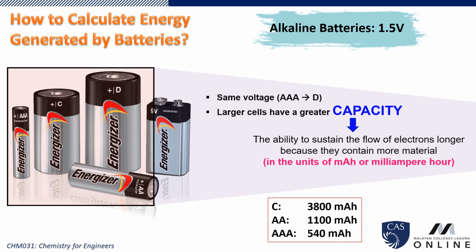Now, the capacity is measured in milliampere hours or mAh. This tells us how much charge a battery can deliver over time. A higher capacity means that the battery can sustain electron flow for a longer duration, not that it produces higher voltage.